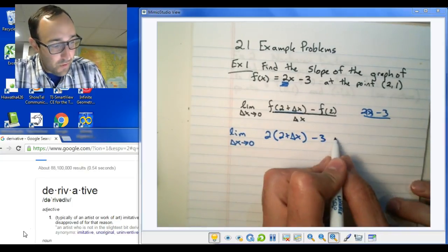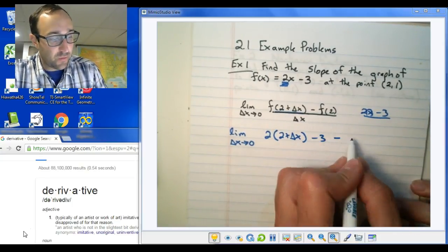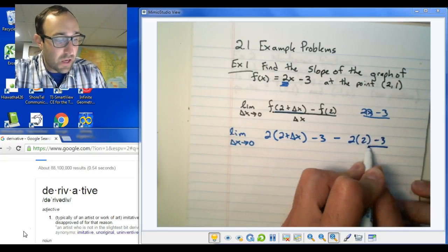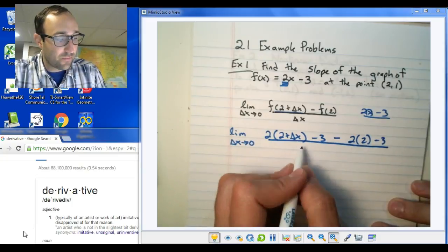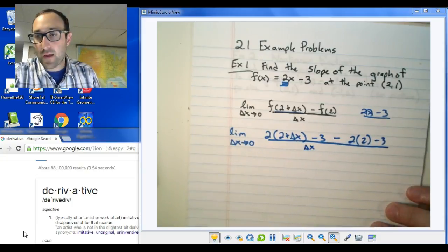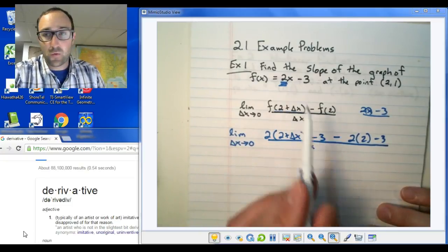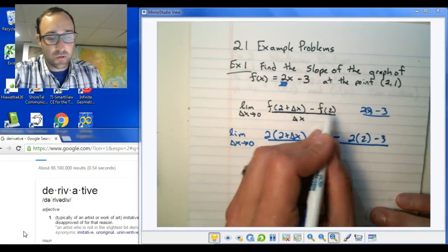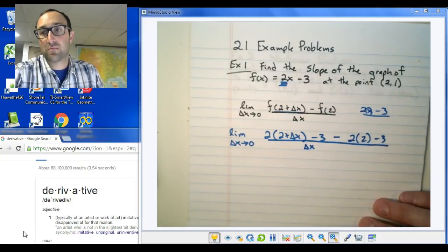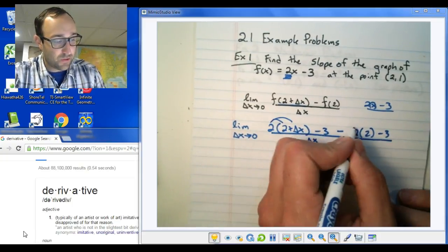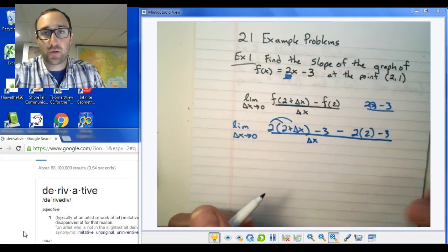And now it's also going to be minus this part, f of 2, which is going to be 2 times 2 minus 3, and it's all over delta x. That doesn't change. So all we really did was move stuff into where the x is, right? The stuff that's inside here, we're just changing to be where the x is. Okay, alright, so from here, distribute, multiply, simplify, put stuff together.